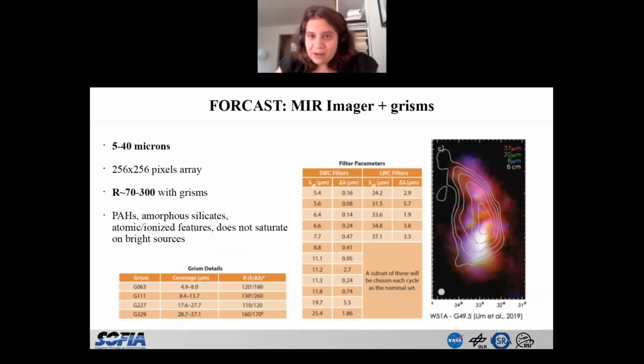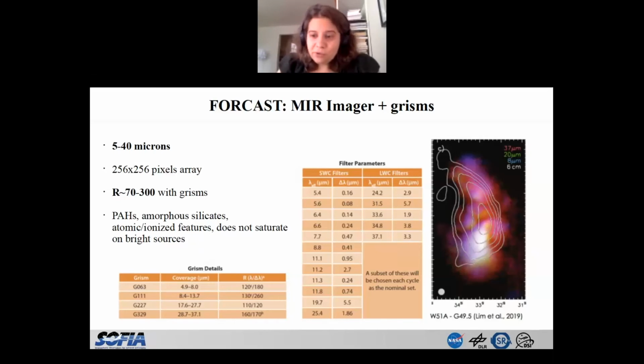First of all, Forecast, that's our mid-infrared imager, and it does have a grism. So you can do imaging and low resolution spectroscopy, with quite a big array, 256 pixels on each side. And this instrument is really good for dust, low resolution spectroscopy, some atomic and ionized features, and also it's comparable to some Spitzer instruments, but it does not saturate on bright sources.